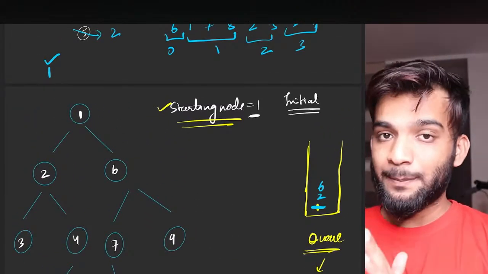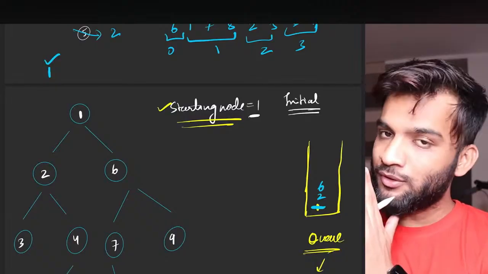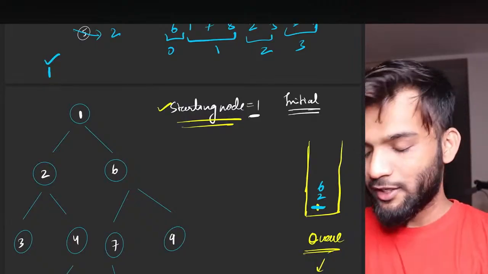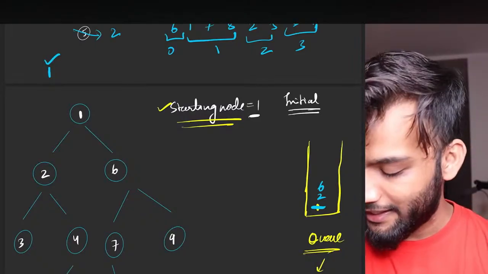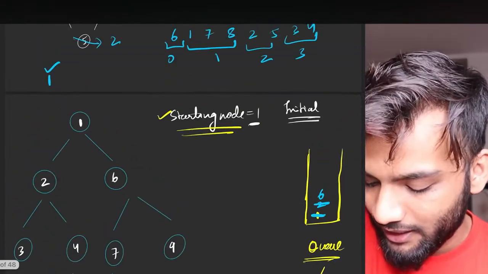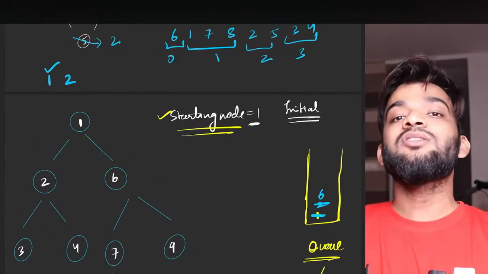So it is very simple. Let me repeat. You took out 1, you went to its neighbors, put them into the queue, and marked them as visited. Next time, take out the next guy. So I'll take out the next guy, 2, and do the same thing on this 2 as well.